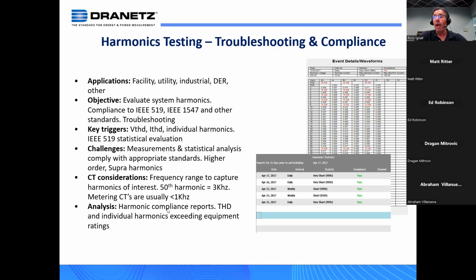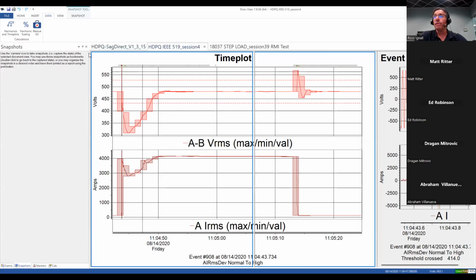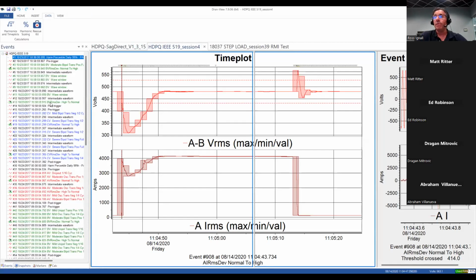And the harmonic compliance reports. The Dran-View HDPQ family gives you these compliance reports and basically shows you in black and white how to look at this and what the results are. You'll see this on the meter. I'm going to switch over to this particular session, and we don't have any snapshots.